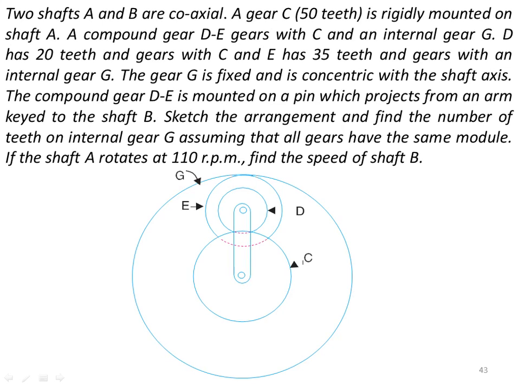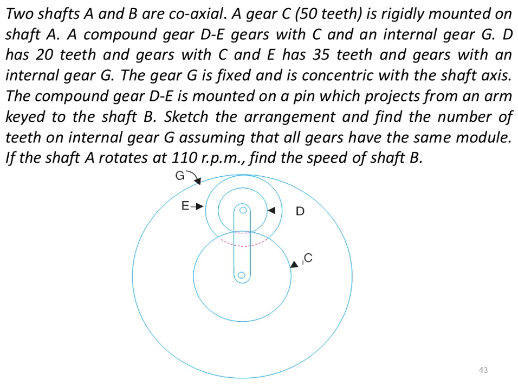Okay, so in the arrangement of the gear train you can see, two shafts A and B are coaxial, and gear C is rigidly mounted on shaft A. A compound gear, that is DE, gears with C and is integral with... D has 20 teeth, and gear E, which meshes with the internal gear G, has 35 teeth. Gear G is fixed and is concentric with the shaft axis, and the compound gear DE is mounted on a pin which projects from an arm keyed to shaft B. You have to sketch this arrangement, and the arrangement is like this.